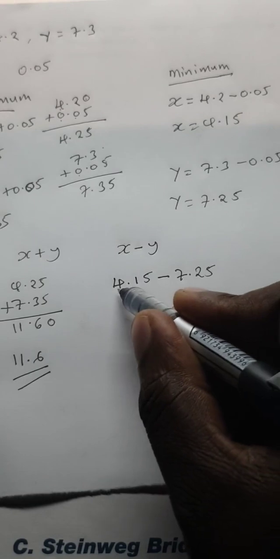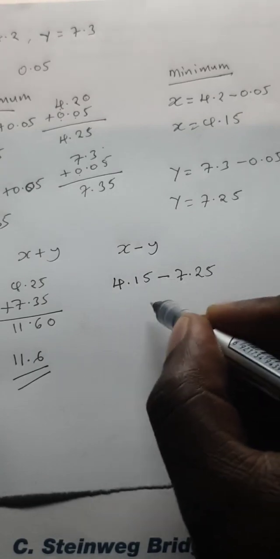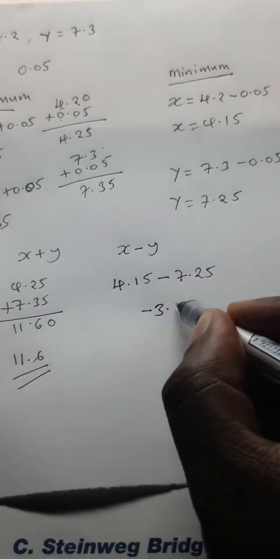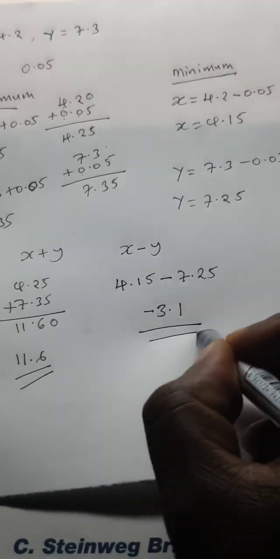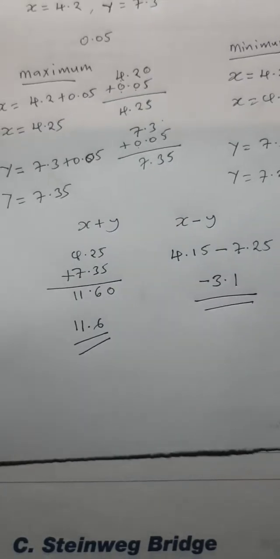4.15 minus 7.25, it's negative 3.1. That's my, because there's no way.